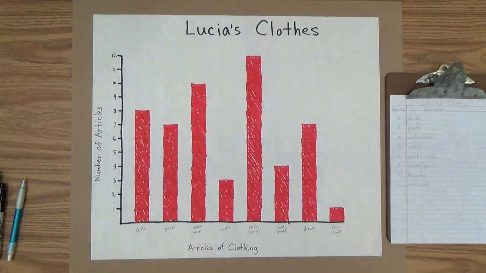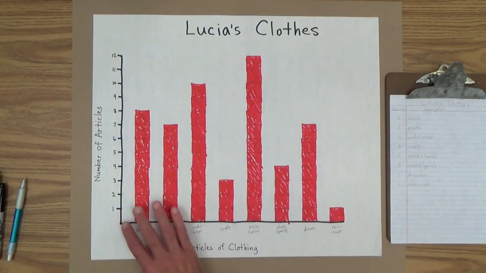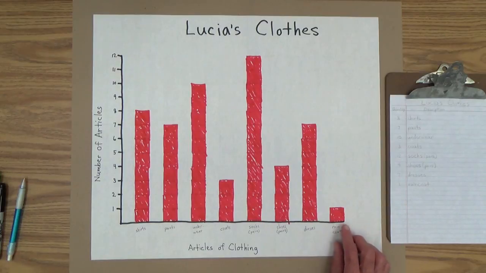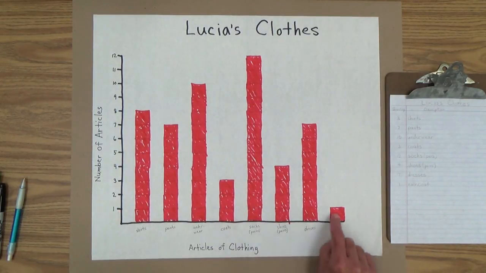or which article did you have the least? And once again, she will have to compare the height of all these bars and look over here, and she'll say, well, look, I only have 1 raincoat.